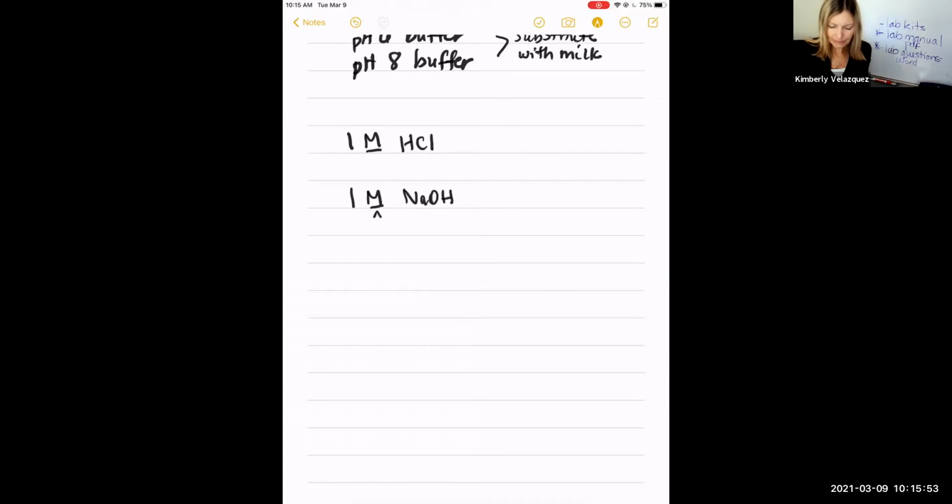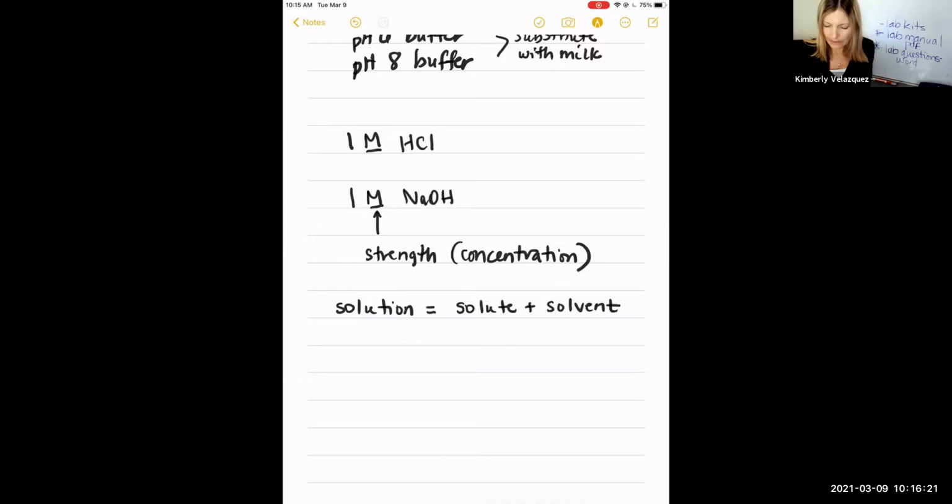That M is telling you the strength or the concentration of that solute in the water. So it's a solution. And remember, from the properties of water talk, a solution is a solute plus a solvent. The solvent is water, and the solute is what's mixed in the water. So in this experiment, your solute is either hydrochloric acid or sodium hydroxide.